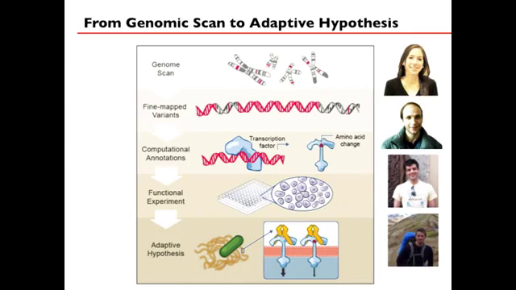We've essentially created a platform by which we can explore this kind of work. Starting with the genome scan and then trying to fine map those variants using these types of composite frameworks, we then move to computational annotations, trying to figure out all of the different mutations in that region and what they're doing and what might be important in them. Once we do, we move to functional experiments. We first try some high-throughput functional experiments because you want to have good confidence in what you're looking at before you move to model systems. And then we can come to adaptive hypotheses.